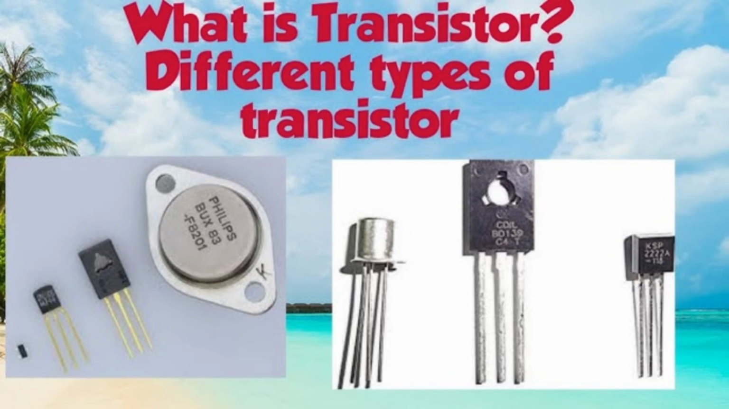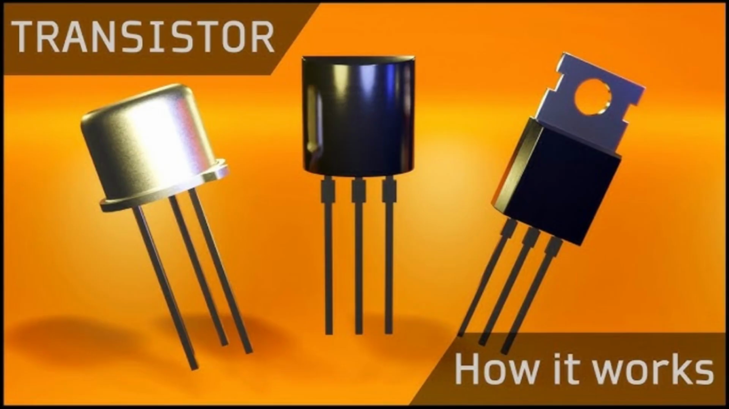1. Active mode, amplification mode. BE junction forward biased, BC junction reverse biased. Current flows emitter to collector in an NPN, or collector to emitter in a PNP. Purpose: used for amplification, signal processing, and analog circuits. Current relation: I_C equals beta times I_B, where beta is the current gain, typically 20 to 1000.